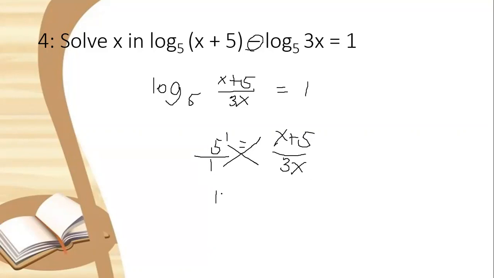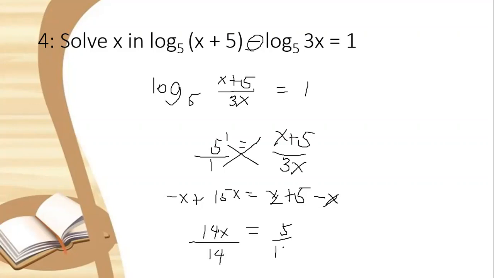5 times 3x, 15x. 1 times x plus 5, x plus 5. Then combine like terms. Para mangyari yon, we have to eliminate x here. So positive x, magiging negative x. Add po tayo ng negative x or ng opposite one. Negative x plus 15x, we have 14x. Minus po natin dahil hindi sila pareho ng sign. And then cancel out na po yan, or 0 equal to 5. And then divided by 14. So our x is 5 over 14.